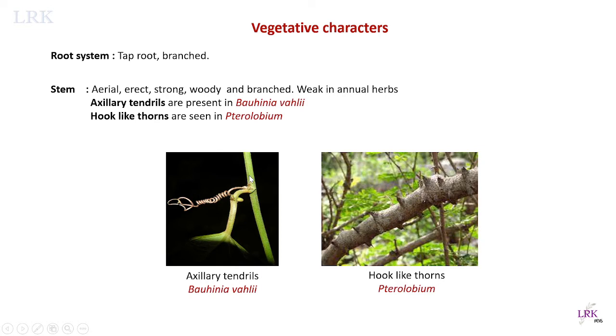See, this is the axil, the angle between the branch and the petiole is known as axil, and the axillary bud develops into a tendril. Such tendrils are called axillary tendrils, and in some species terminal tendrils are also seen. So in this family we will see axillary tendrils, and the example is Bauhinia vahlii. And in Pterolobium, you can see in this picture, hook-like thorns are seen. They are also helpful in climbing. This is regarding the stem.